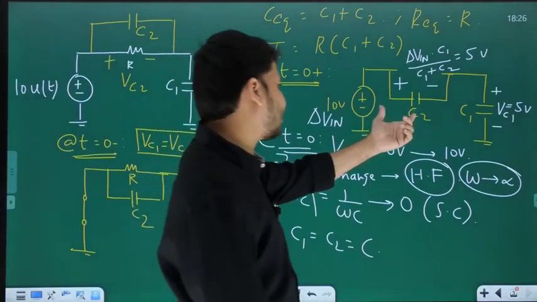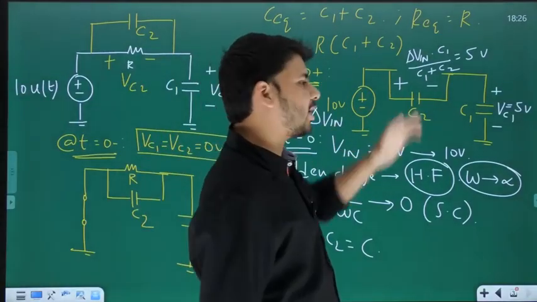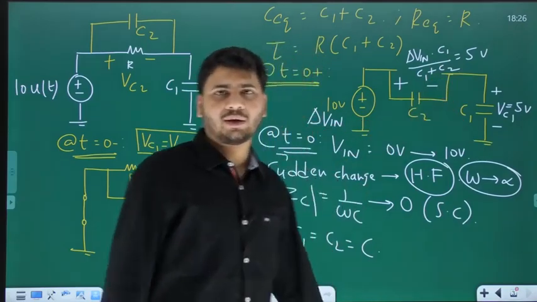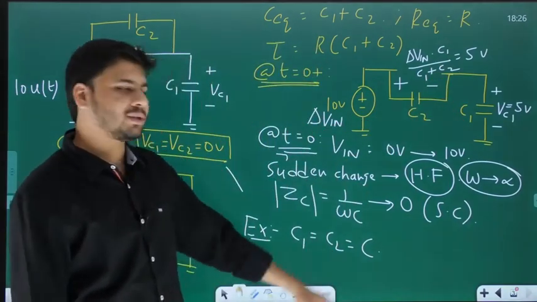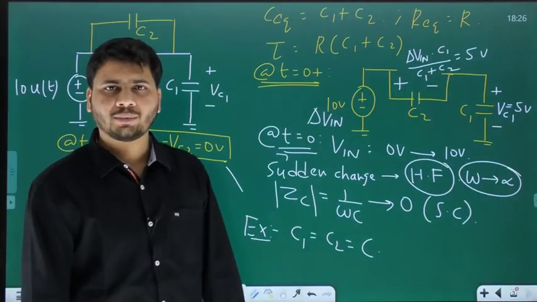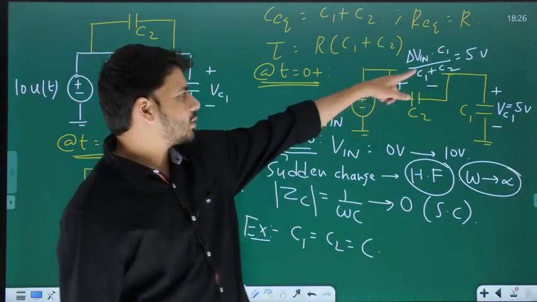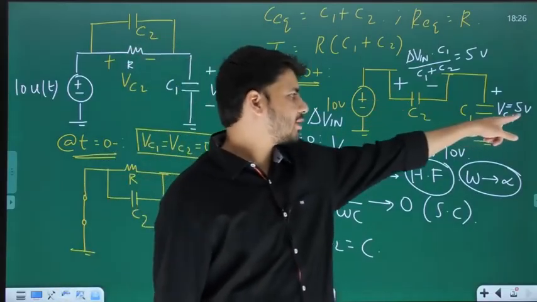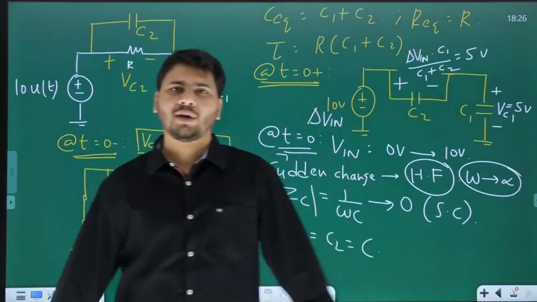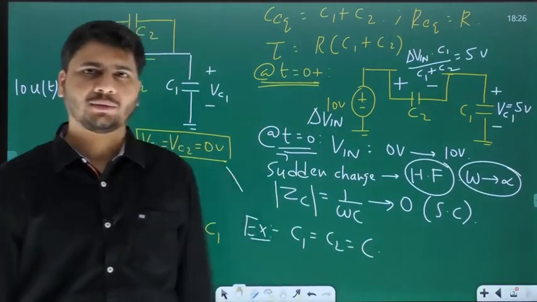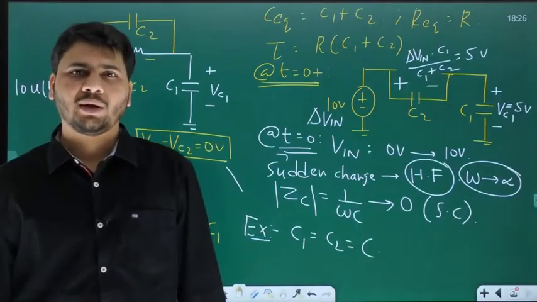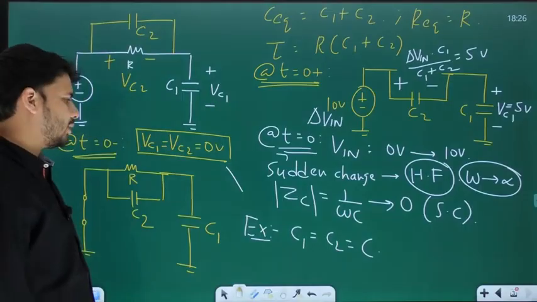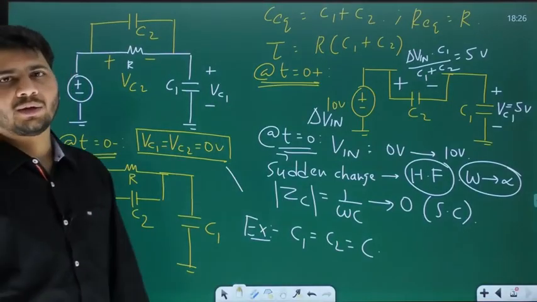So the value of voltage drop across C2 at 0 plus is 5 volts. And the value of the voltage drop across C1 at 0 plus is again 5 volts. Of course, C1, C2 both are equal to some C. So what is this 5 volts? Is it not the initial value of VC2? And what is this 5 volts? Is it not the initial value of VC1? That's all. Now we have found initial values of VC1 and VC2, and they are different from the corresponding values at 0 minus.